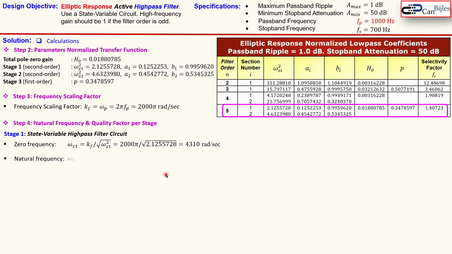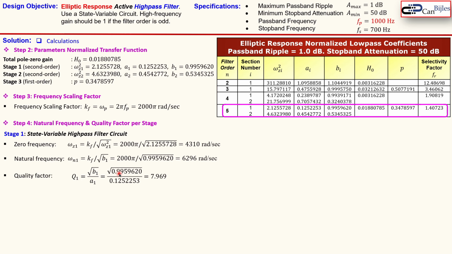The natural frequency is calculated using this formula, again using the frequency scaling factor from step 3 and the B1 coefficient from here. You see that, and that will result in this 6296 radians per second. The quality factor, that is the next one for the first stage, and that is then using the B1 and the A1 coefficients from the first stage. That will result in this almost 8 for the Q1.